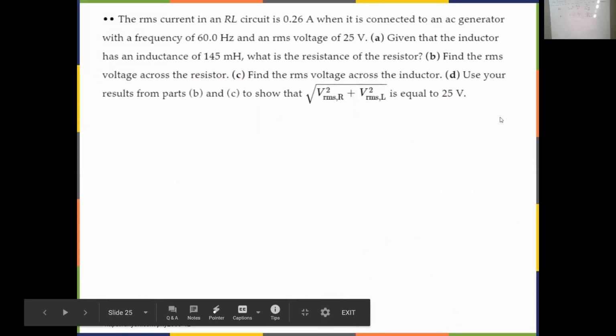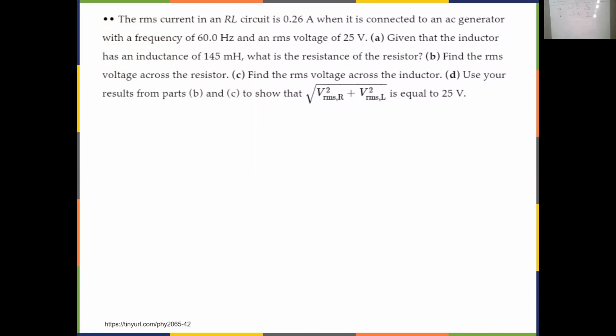All right, so let's take a look at one example here on the RL circuit. This one says the RMS current in an RL circuit is 0.26 amps when it's connected to an AC generator with a frequency of 60 Hertz and an RMS voltage of 25 volts. Given that the inductor has an inductance of 145 millihenry, what's the reactance? What's the resistance of the resistor? Okay, so this is given.